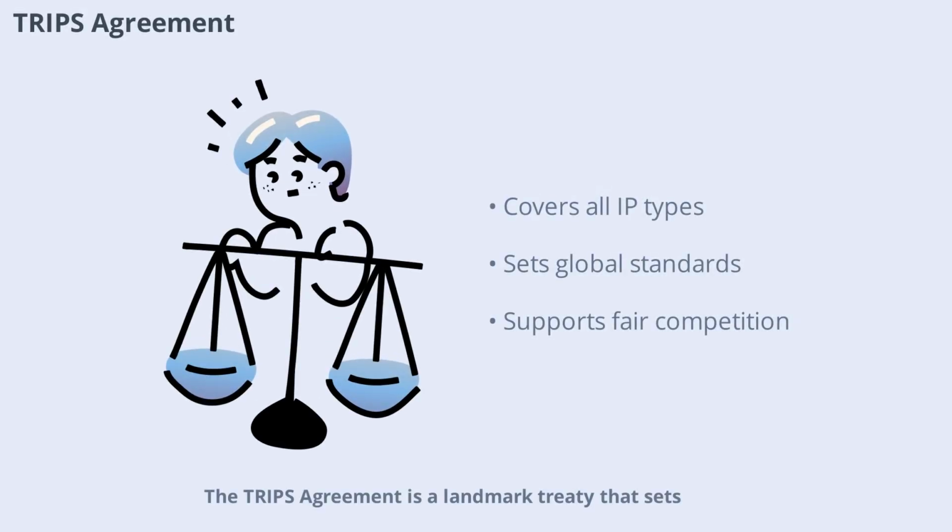The TRIPS agreement is a landmark treaty that sets out the rules for IP protection in international trade. It covers patents, copyrights, trademarks, and more, requiring member countries to provide effective enforcement mechanisms. TRIPS also includes provisions for dispute resolution, helping countries resolve conflicts over IP issues. By establishing common standards, TRIPS promotes innovation and fair competition in the global marketplace.